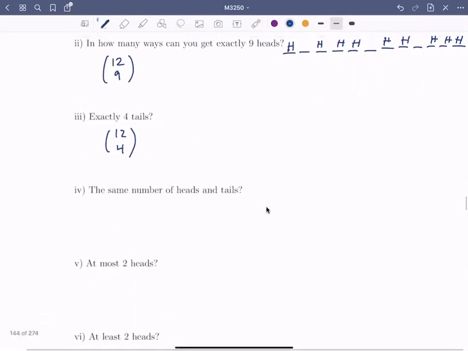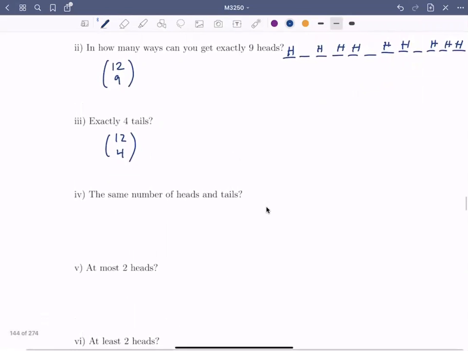I want to point out one thing that I'm going to come back to. The number of ways that you can get exactly 9 heads is the same as the number of ways that you can get exactly 3 tails, because those are exactly the same outcome. So 12 choose 9 and 12 choose 3 have to be the same. 12 choose 4 is the same as 12 choose 8, because figuring out the number of ways to get exactly 4 tails is the same as figuring out the number of ways to get exactly 8 heads. So these are very similar problems. There's the symmetry here, which we'll talk about in just a second.